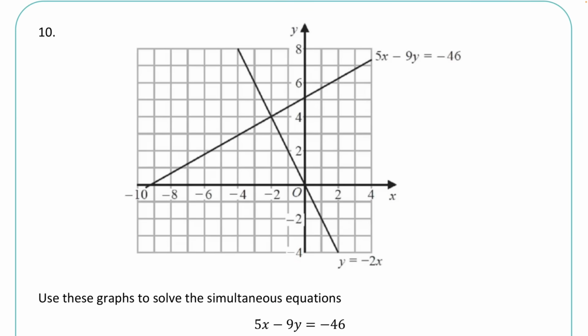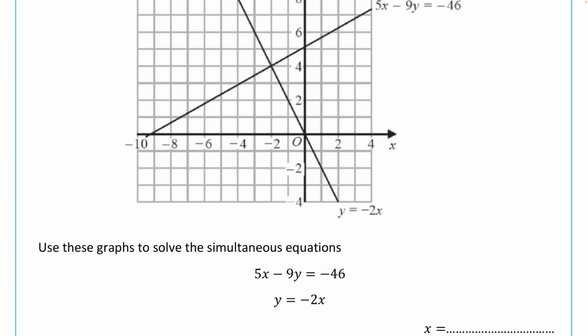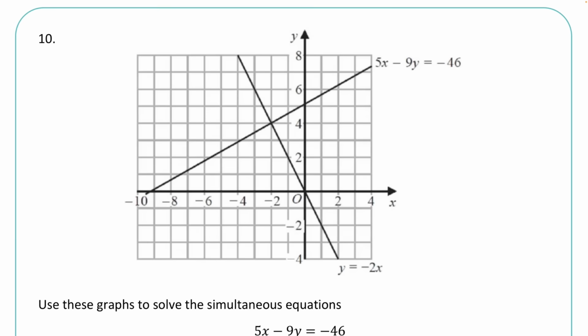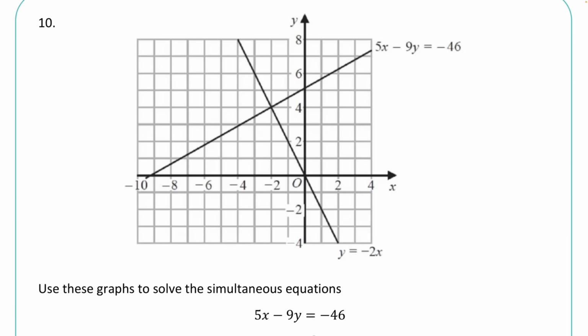Okay, question 10. Always love these questions. You normally only get 1 mark for them, but it is a graphical simultaneous equation. Typically the equations look overly complex, but it wants us to find a solution to these simultaneous equations. And this is just understanding what the solution to simultaneous equations actually is.